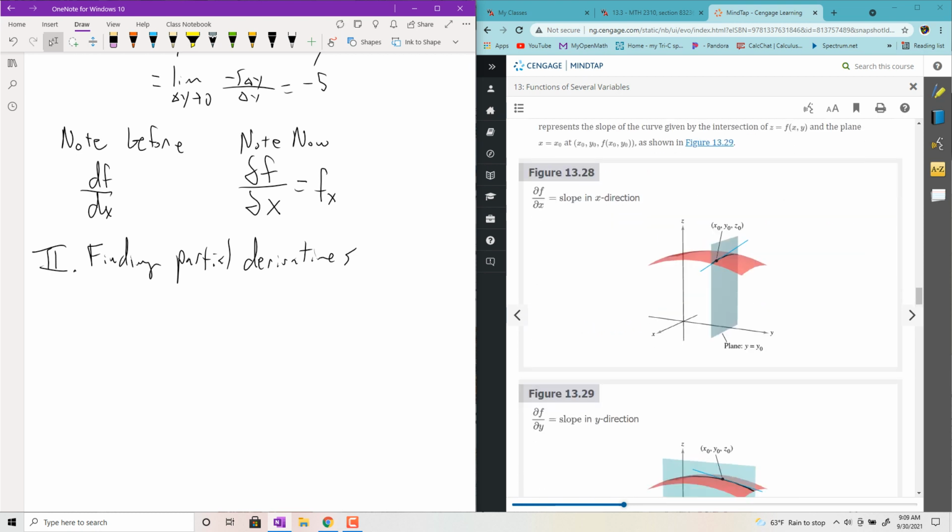So you'll have some sort of surface, and the slope in the x direction is kind of what you're doing: taking the surface and cutting it with a plane in the x direction and looking at the trace on that plane. Then you pick a point on that plane and where the surface is being cut by that plane, and you find the slope on that at that point. Okay, so in that figure 13.28, so just maybe section 2, let's call it the geometry of it.